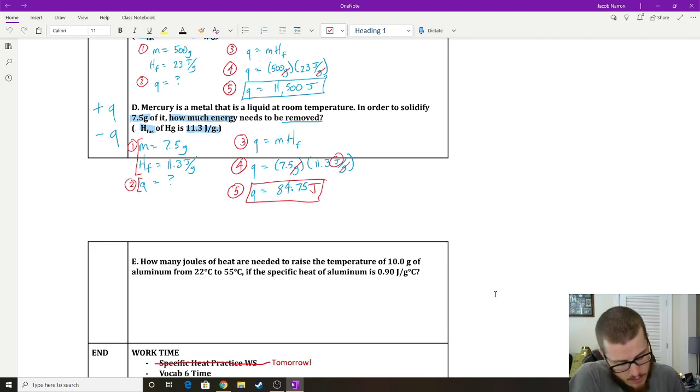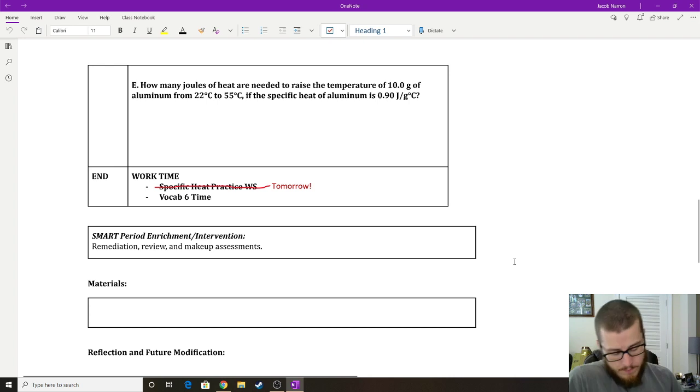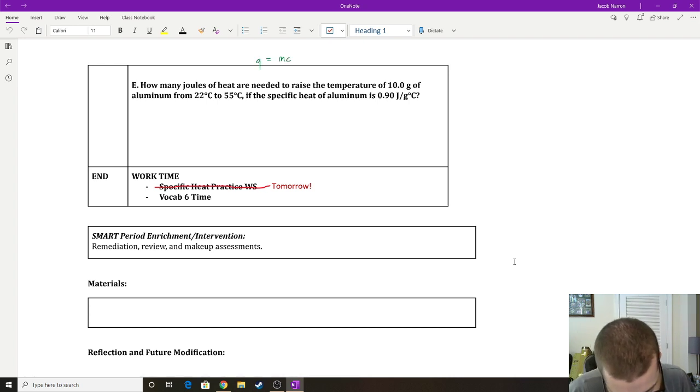Let's look at E, because E is actually different. Yay, a different type of problem. I'm just going to leave this here because it's probably going to be useful in a second. All right, so how many joules of heat are needed to raise the temperature of 10.0 grams of aluminum from 22 degrees Celsius to 55 degrees Celsius if the specific heat of aluminum is 0.90 joules per gram degrees Celsius?